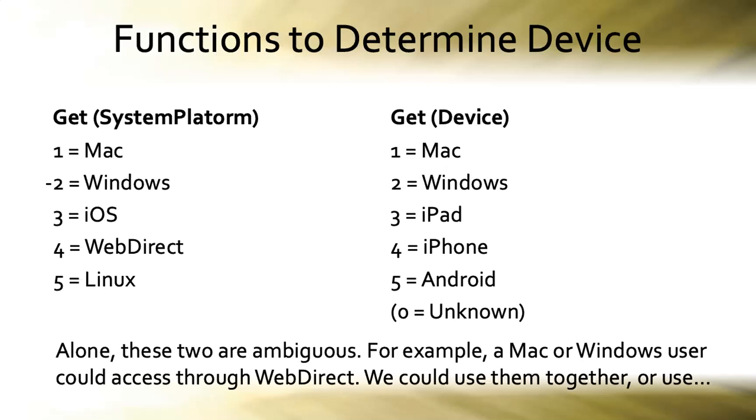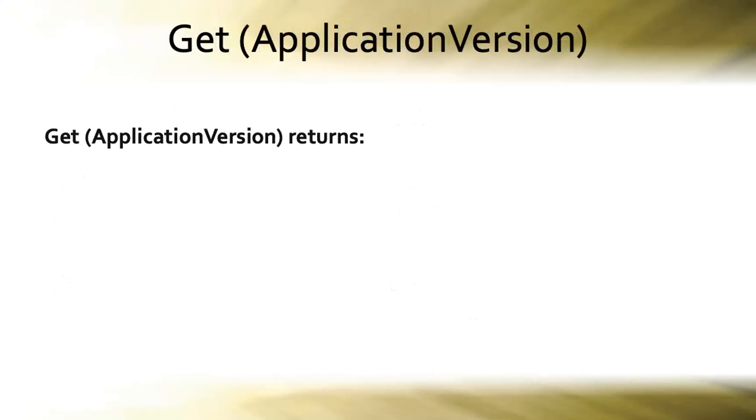So we could use these 2 together and say, well, okay, if the device is 1 and the system platform is 4, then we know they're connecting via a web browser on a Mac, so desktop size screen, but WebDirect functionality. That would be a little complicated because there are several permutations that we'd have to create. Or we could use the get application version function.